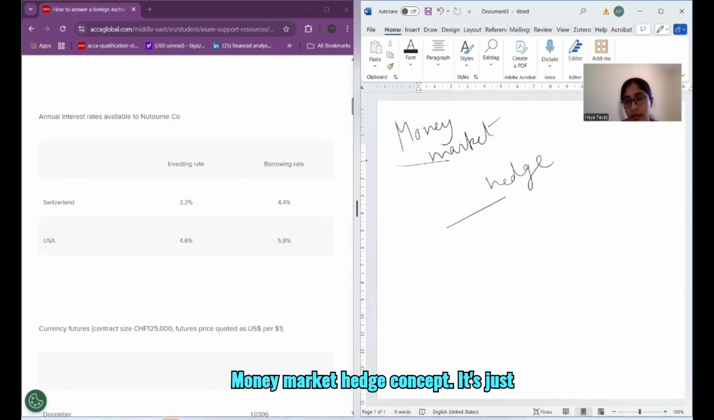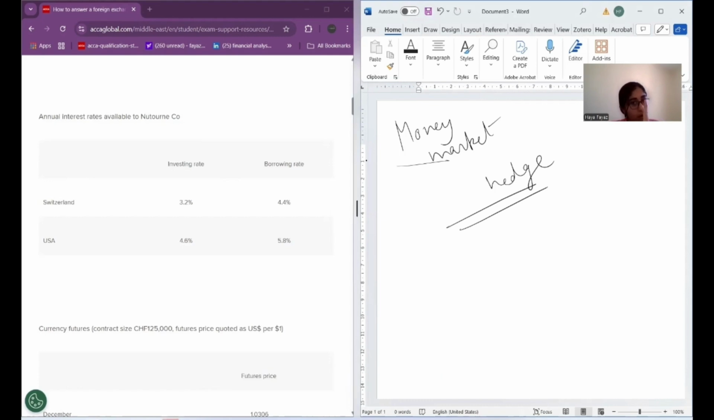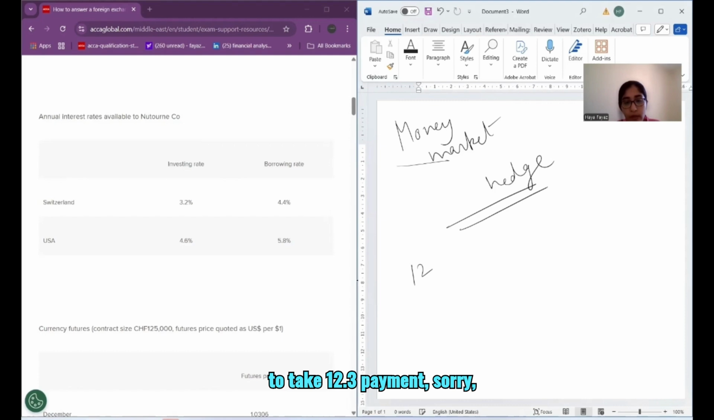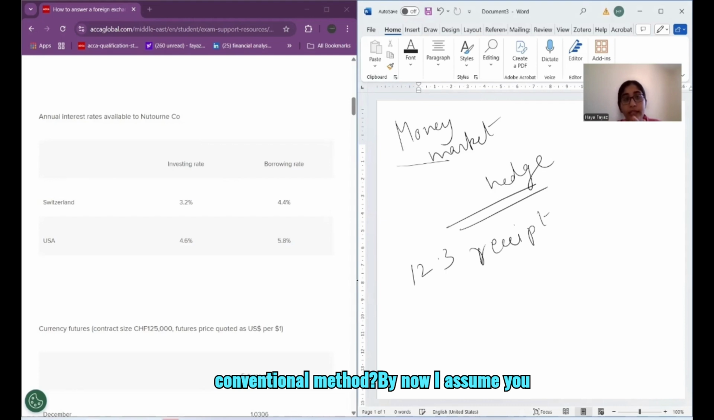Money market hedges are what this concept is about, and this concept is very simple. It's just that you will have to consider whether it's a foreign receipt or a foreign payment. In our case, it's a 12.3 million receipt of CHF, the Swiss francs. And what is the conventional method? By now, you should know about it, because I am just going to help you structure the answer. So, 12.3 receipt.